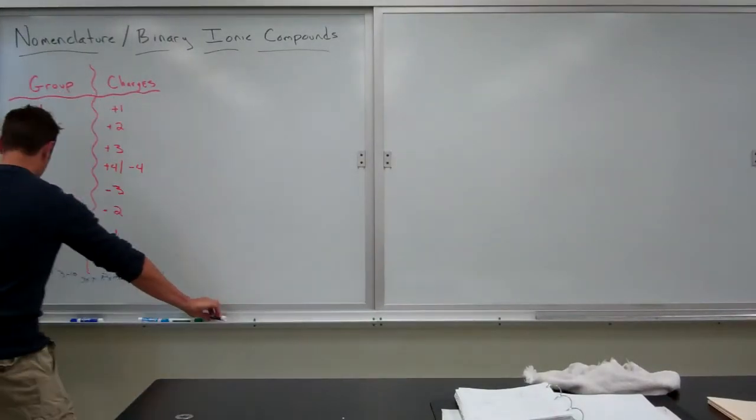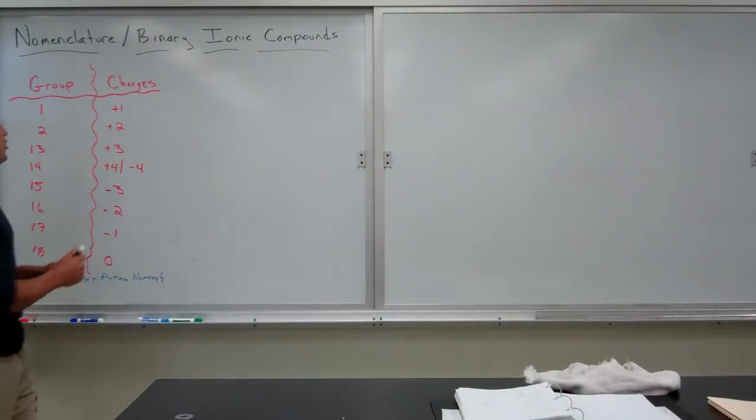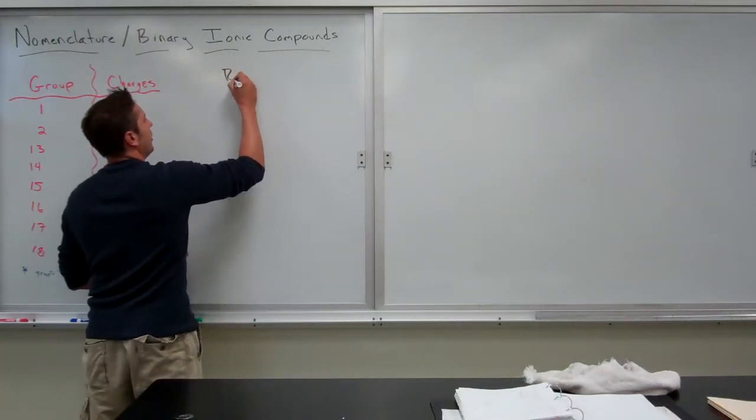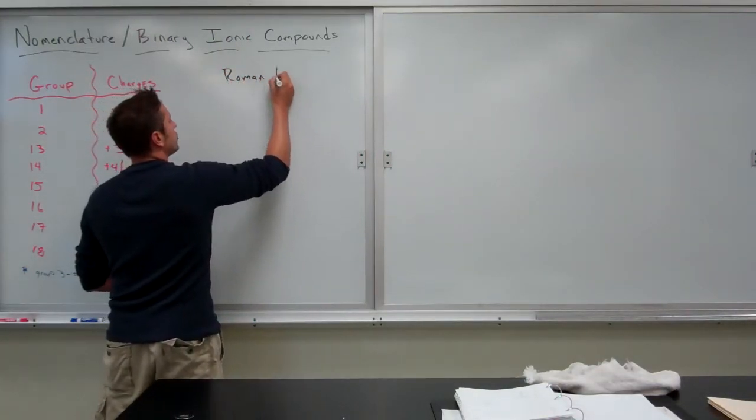So I mentioned that these groups 3 through 12 get Roman numerals. So a quick refresher on what our Roman numerals look like.